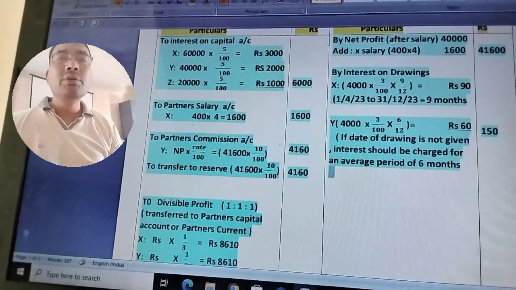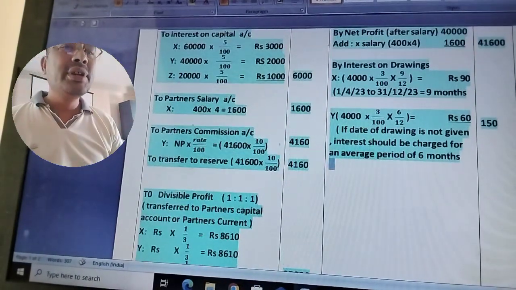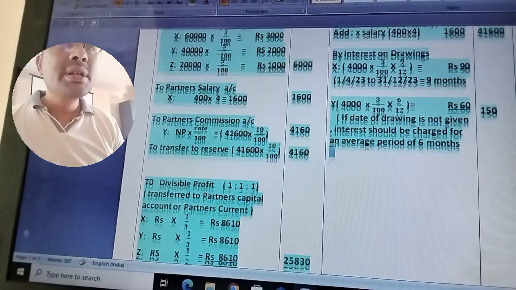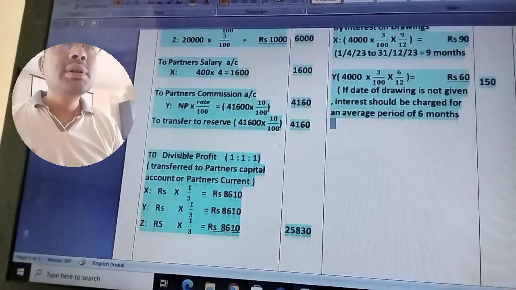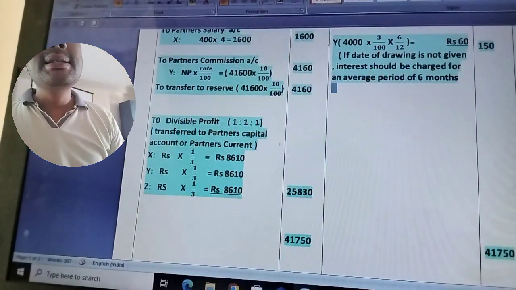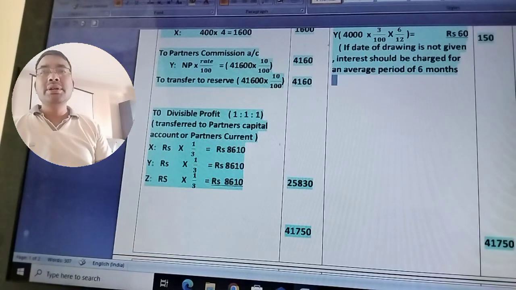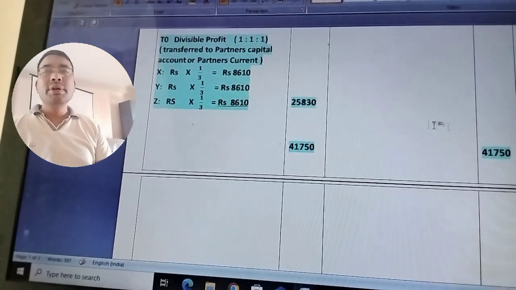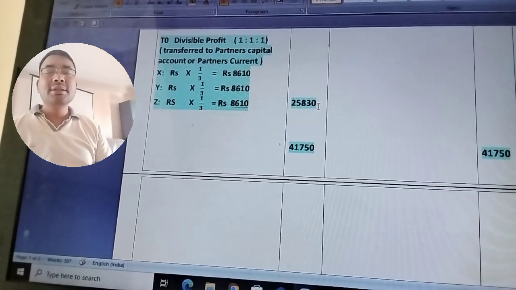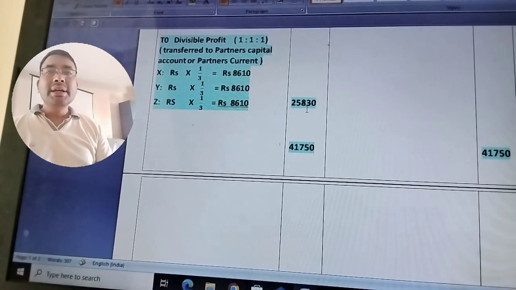Now we have to calculate divisible profit. For this we have to add on the credit side: 41,600 plus 150, you will get 41,750. From 41,750, if you deduct 6,000, 1,600, 4160, then you will get the divisible profit of 23,830. The divisible profit will be transferred to either the partners' capital account or the partners' current account.